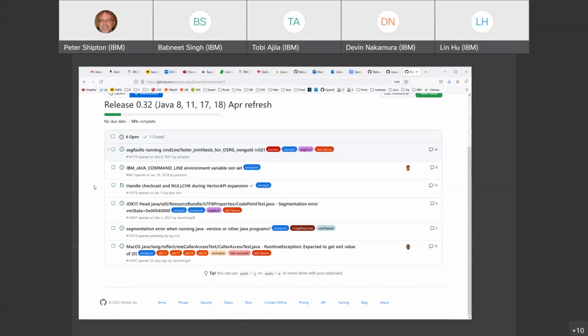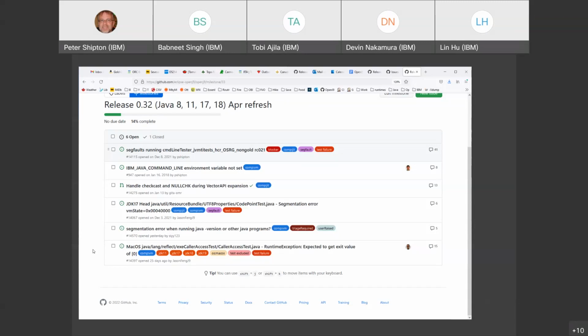Keita's got a PR that she wants to get merged, a UTF-8 properties code point test. I think maybe this is the one Toby added in. There's the segmentation error when running java -version. I put that in there for now because not being able to run Java 8 on Windows 11 sounds pretty serious, although I couldn't repeat it. So depending on what the user tells me, I may move this one out to the backlog. And then there's the Mac one that we just moved forward from 031. So this is our list for the next release, 032.